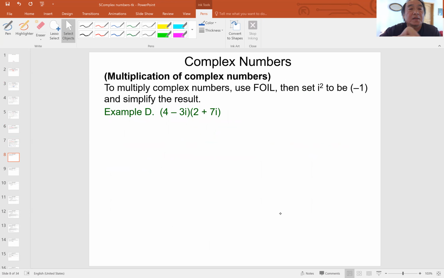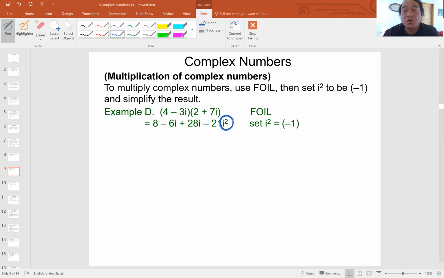The interesting thing about the operations on complex numbers is, of course, multiplication. We FOIL the multiplication of complex numbers, then i squared changes the sign in front of that term, in this case positive 21. Then we combine and get the complex product.